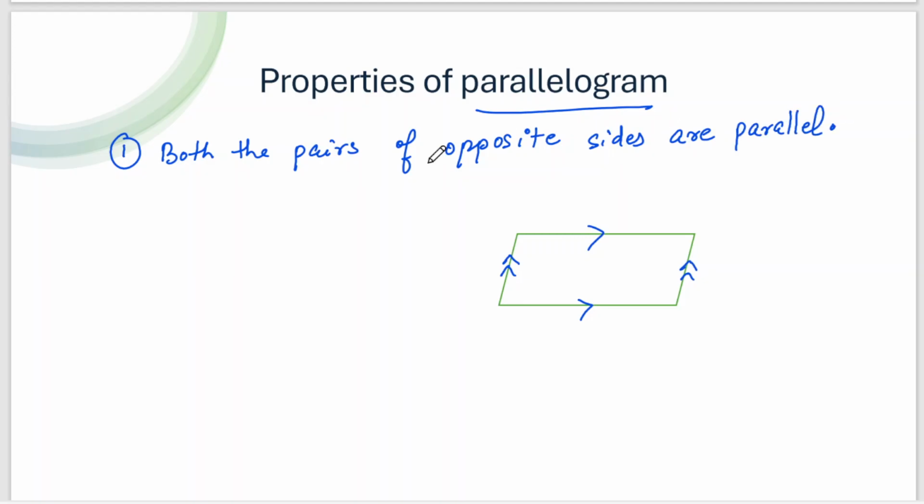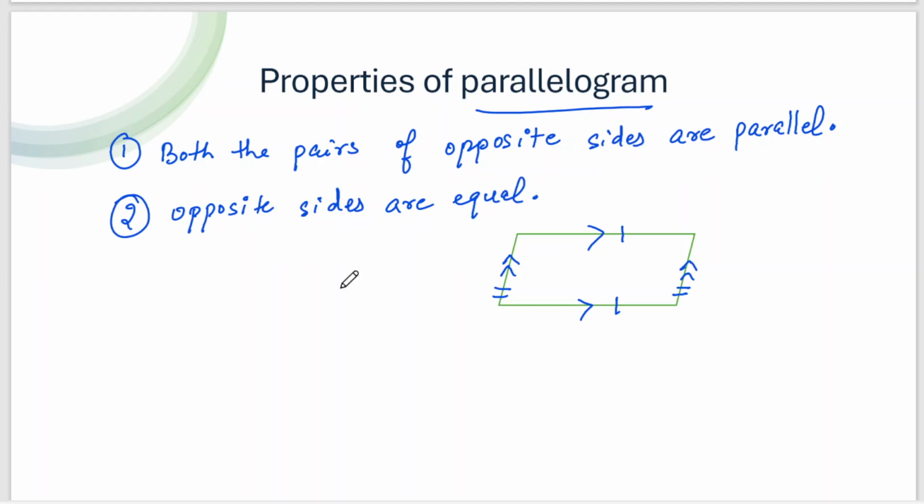Now the second important point is that opposite sides are equal. That means this side will be equal to this side and this side will be equal to this side. In short, we have two pairs of opposite sides, both are parallel and both are equal.